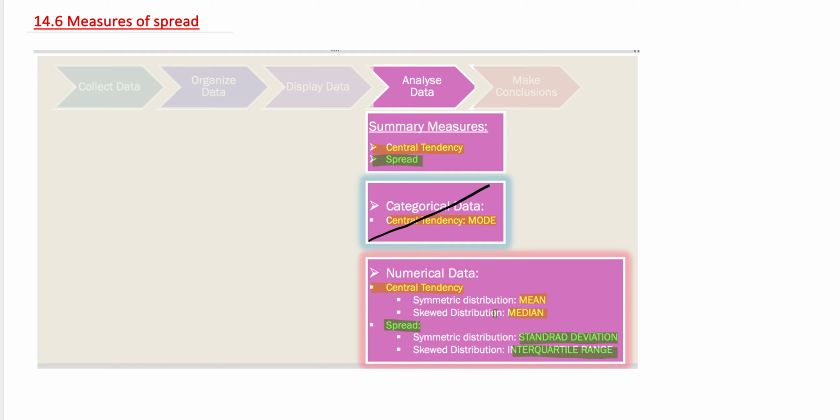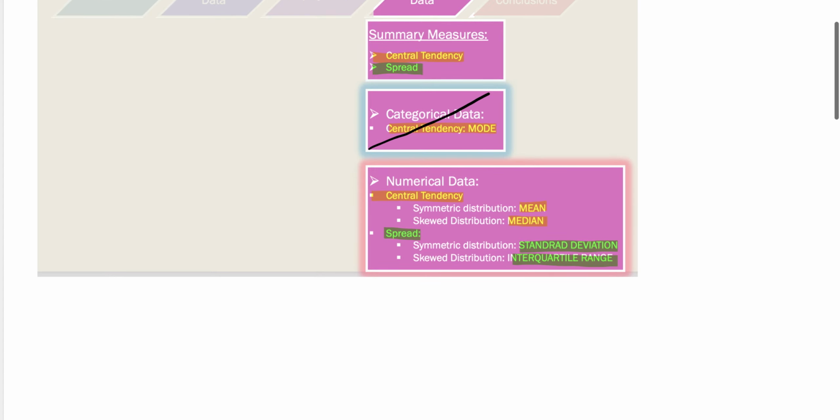Now, in the same way, standard deviation is more useful when you have a symmetric distribution, and it's more useful to use interquartile range when we have a skewed distribution. Okay, so let's talk about what measures of spread exist. We're going to talk about 3 measures of spread.